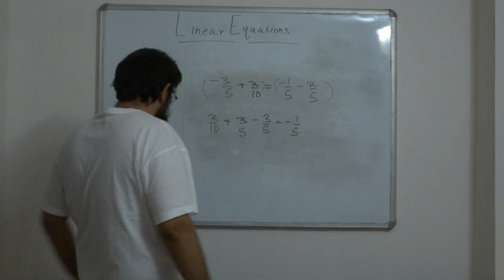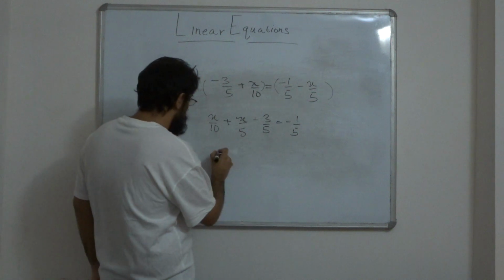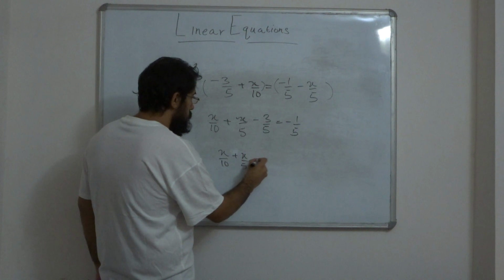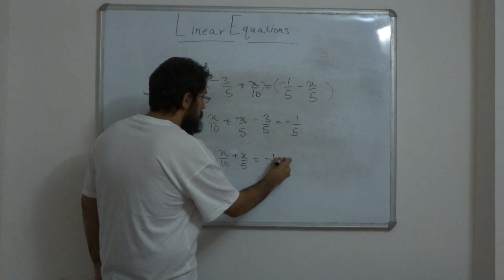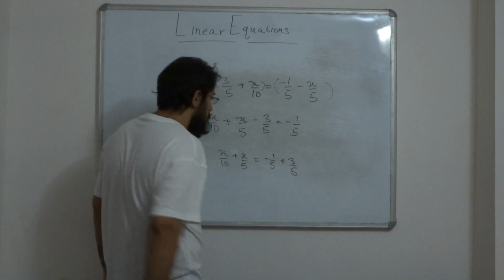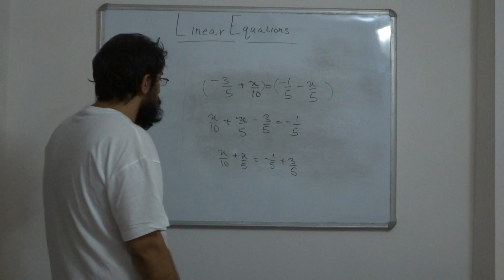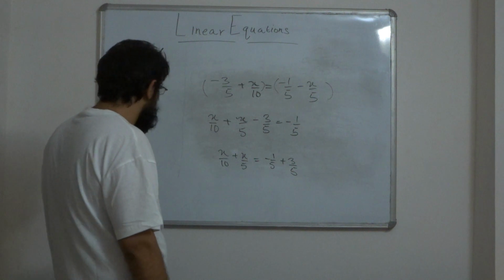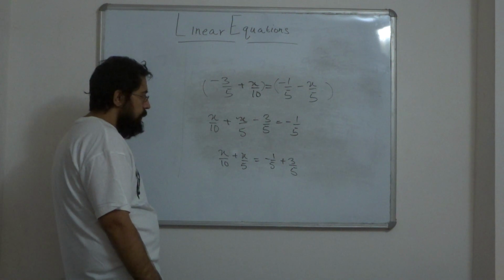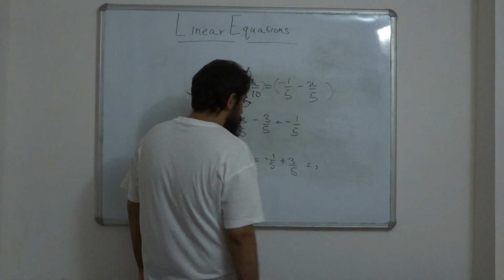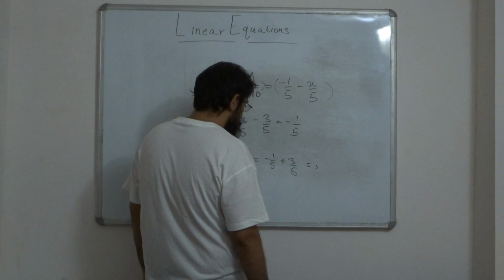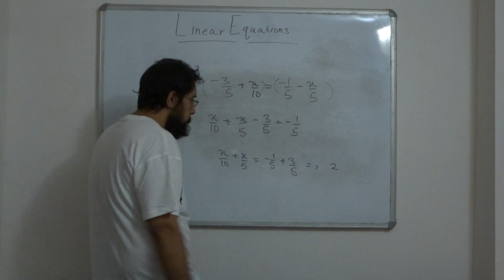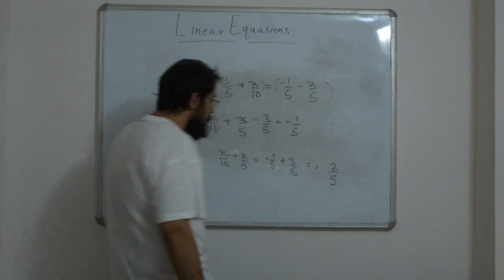Now we transpose this. So when we transpose this, what do we get? We get negative 1 upon 5 plus 3 upon 5. So now what do we do? Like I said, guys, this problem is a little bit tricky. Anyways, don't worry. So now, here, what do you get? You obviously get 2 upon 5.